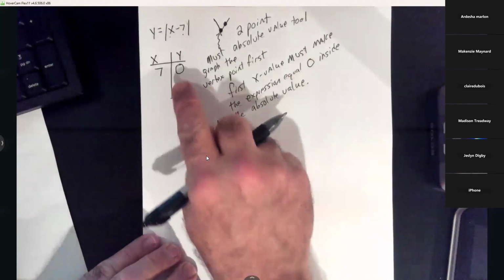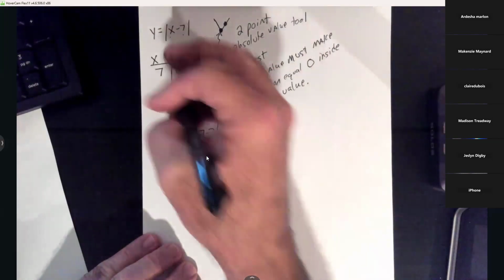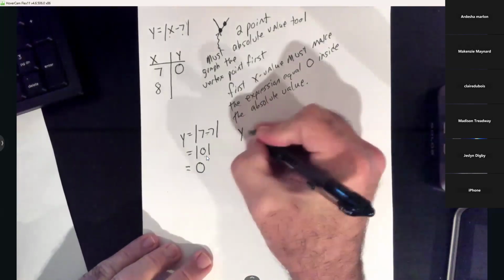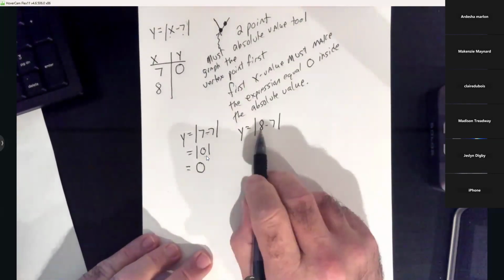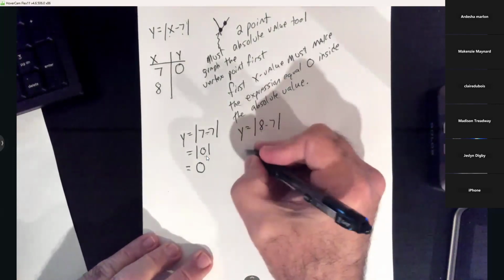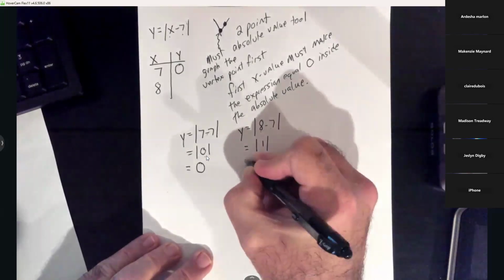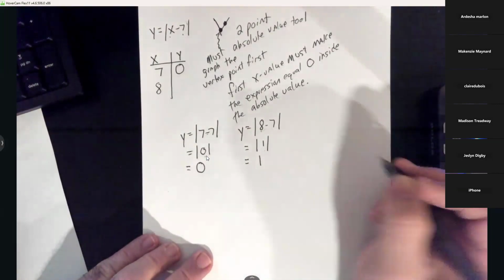After that, once you got that point, it don't matter what your second point is. You could use an 8. So let's put an 8 in there. That's going to give me the absolute value of 8 minus 7. Well, 8 minus 7 is 1. And the absolute value of 1 is a 1.